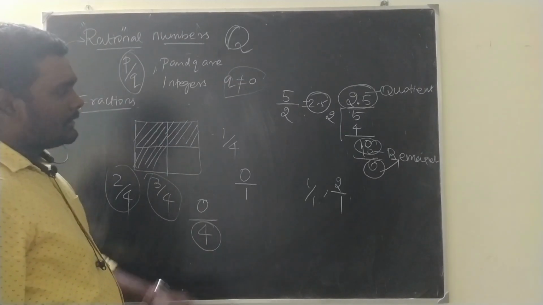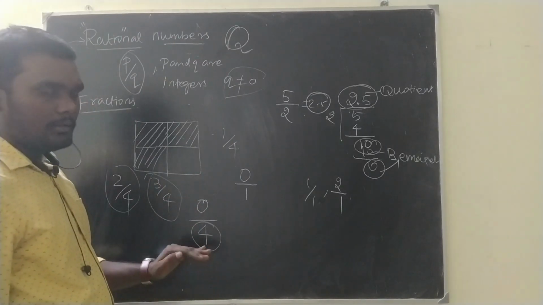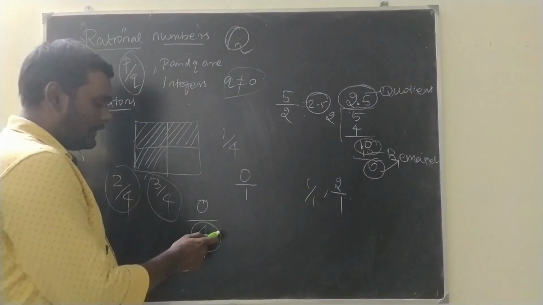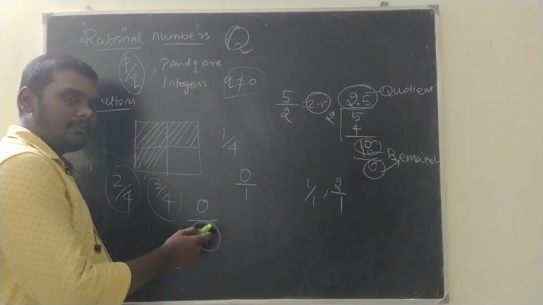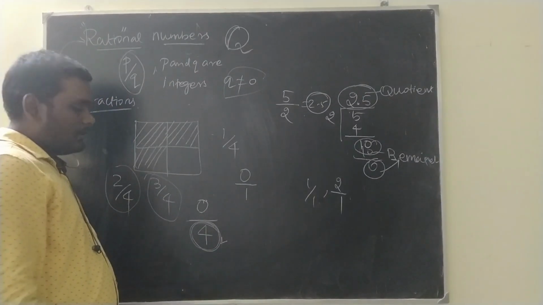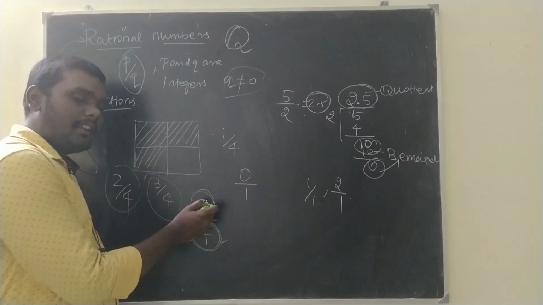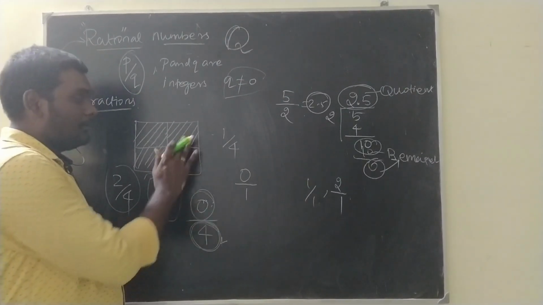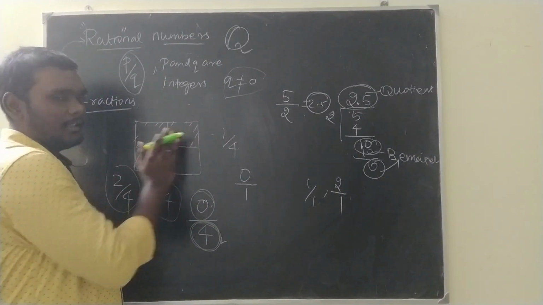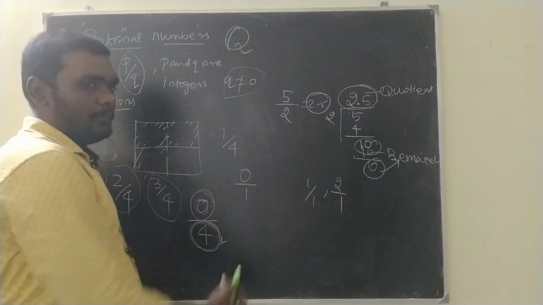The part on top is called the numerator, and the part below the division sign is called the denominator. The denominator states how many equal parts we have split, and that cannot be 0. The numerator states how many of those parts we are marking. It is possible that we are not marking anything. Is it possible or not? In that case, it is represented by 0 by 4. The same way, 0 by 1.